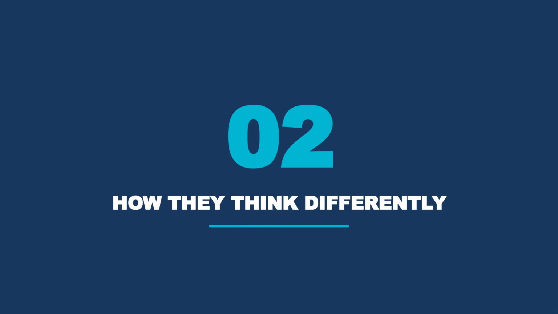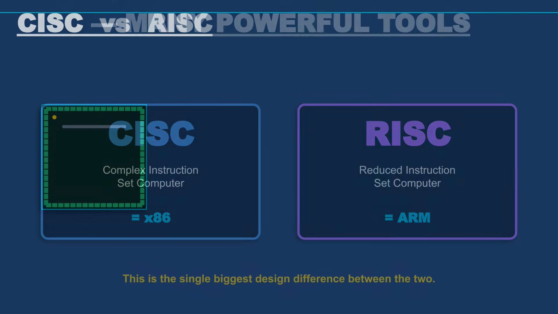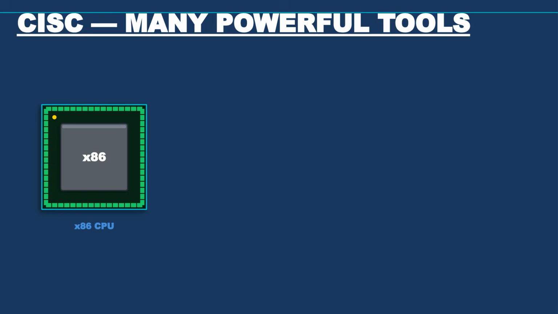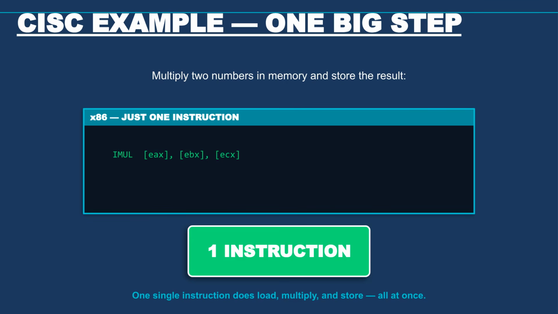Next, let's explore how these two architectures think differently. The core difference lies in their design philosophy, CISC versus RISC. x86 uses complex instruction set computer, while ARM uses reduced instruction set computer. This is the single biggest design difference. CISC, or x86, uses many powerful tools. It has thousands of instructions, including specialized ones for crypto, video, and math. For example, to multiply two numbers and store the result, a CISC CPU can do it in just one single instruction, combining load, multiply, and store operations all at once.